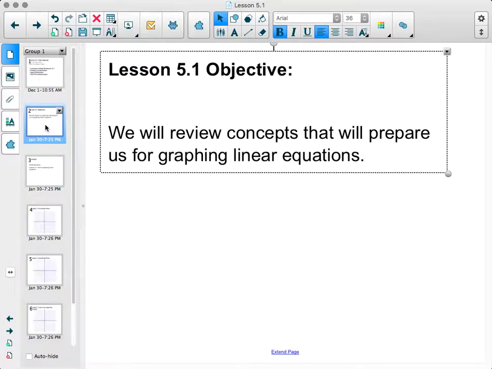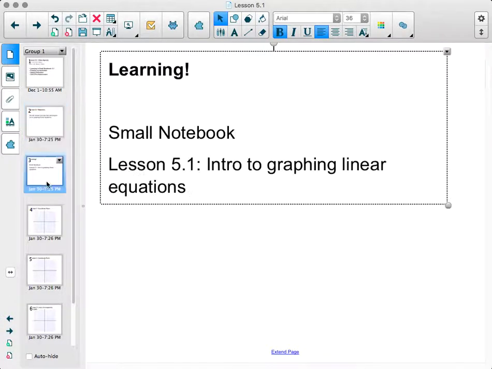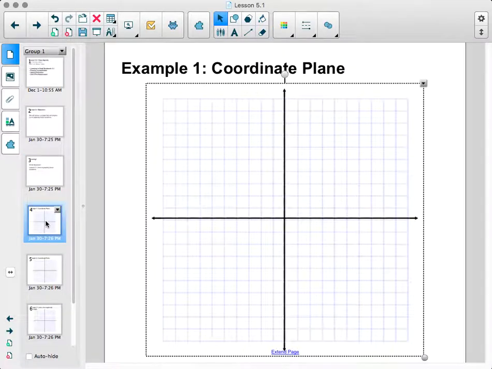Okay, so again, we're going to be reviewing a few concepts that are going to prepare us for graphing linear equations. That's our objective today. So get out your small notebook, and this is the title of the notebook. Go ahead and pause it if you need to write it down. Okay, so here's our first example.